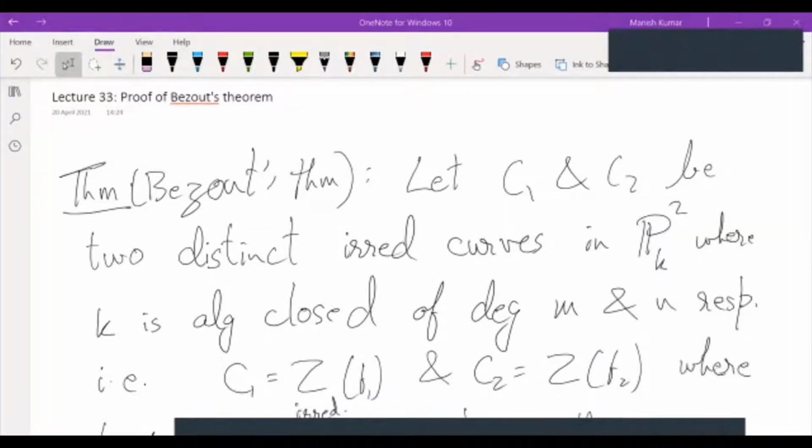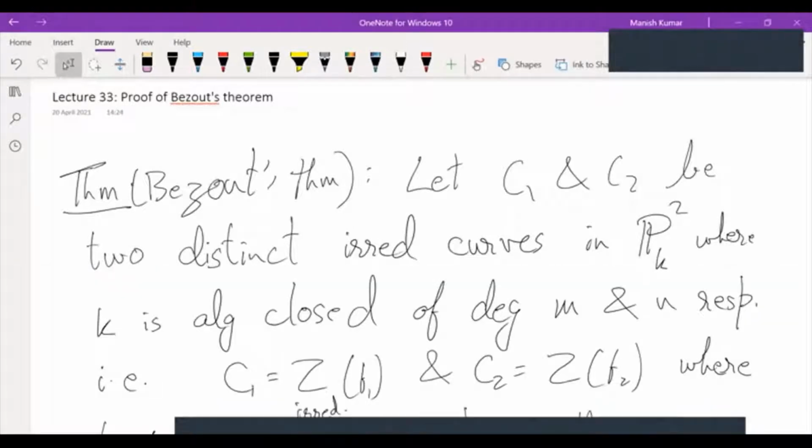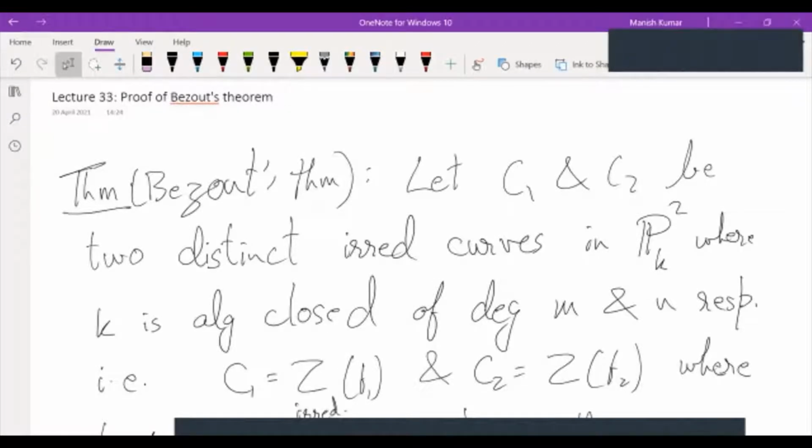Okay. So last time we talked about Bezout's theorem.